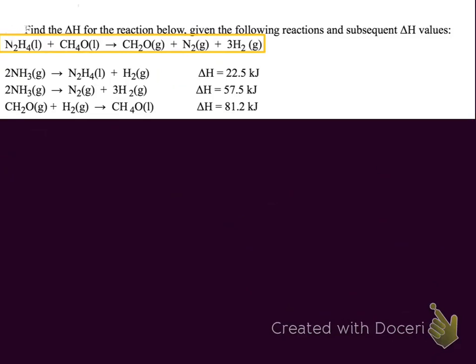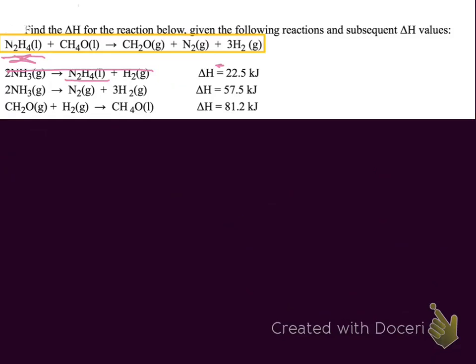All right, so let's take a look at the N2H4. So that's going to be right here. So what we notice is this is on the reactant side, this is on the product side, so we're going to have to flip it. Whenever we flip it, we have to flip the value of delta H, so this becomes negative 22.5 kilojoules.